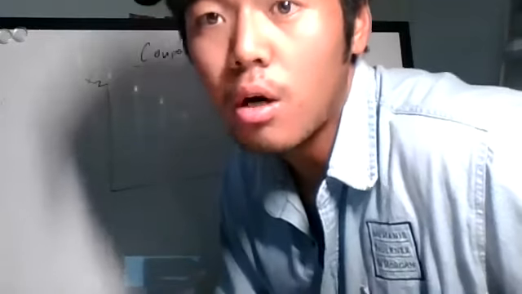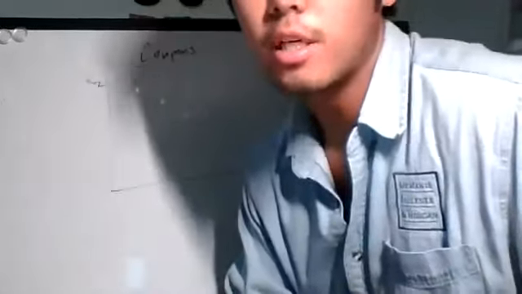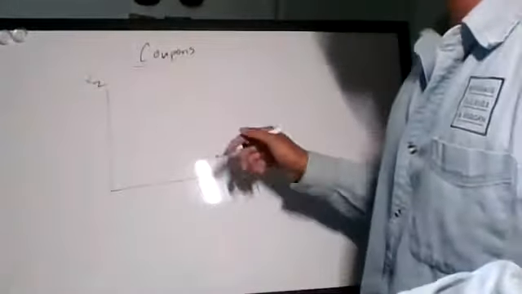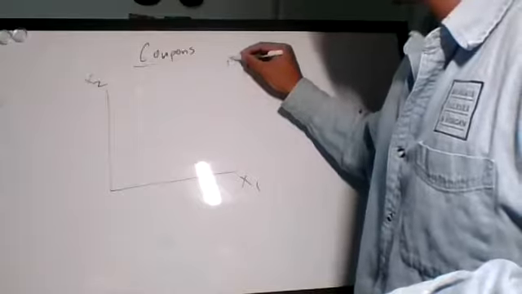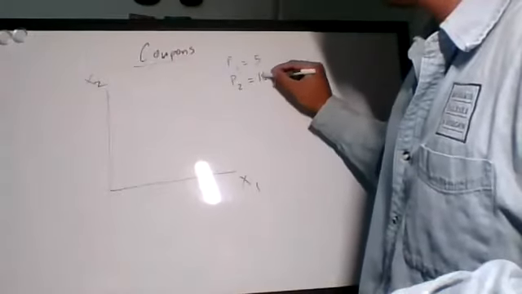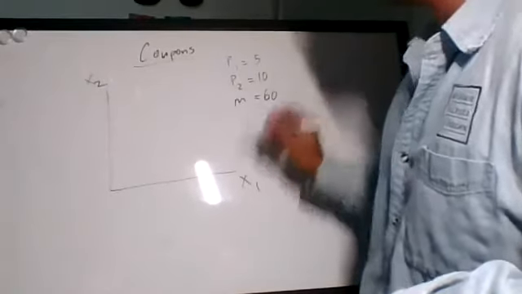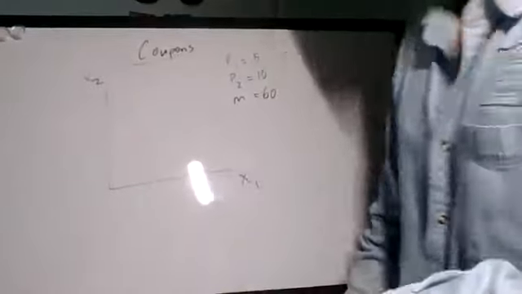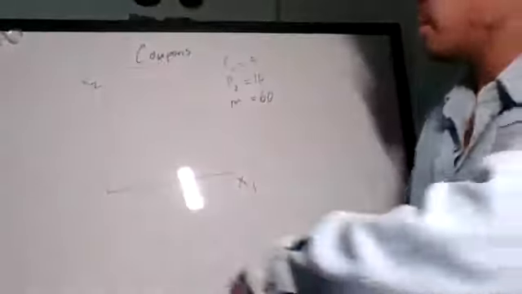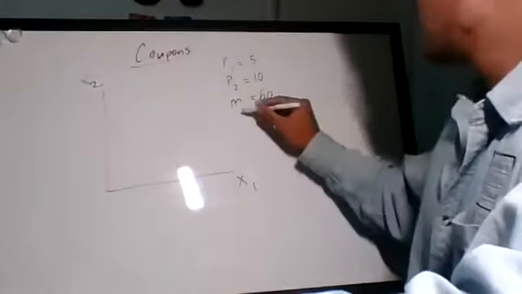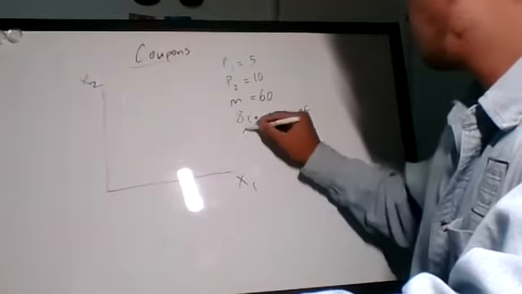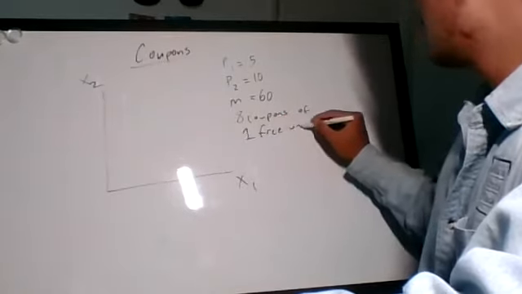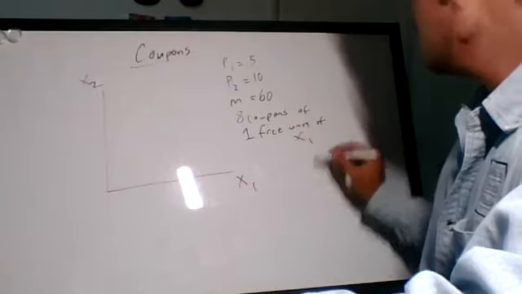Oh well. If you look at how coupons fit on this X1, X2 axis, say that you're dealing with P1 equal to 5, P2 equal to 10, and M equal to 60. This was the example that we used last class. And say that we're given 8 coupons of 1 free unit of X1.